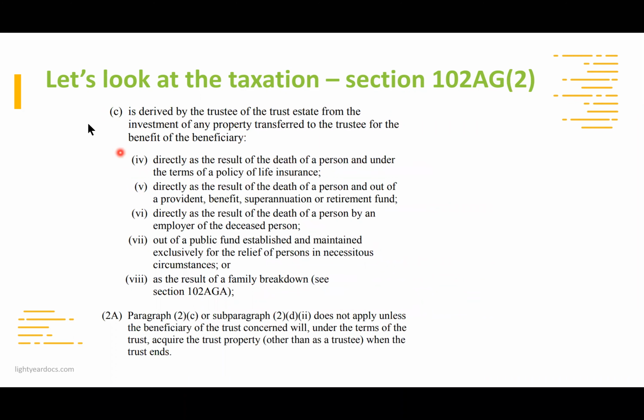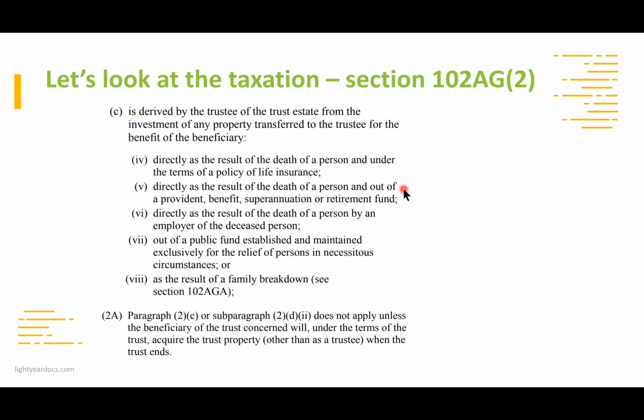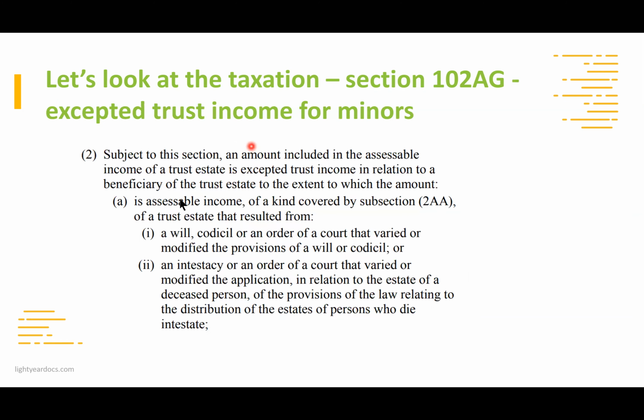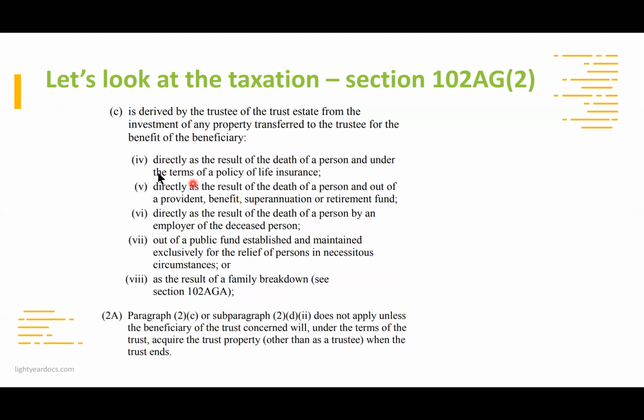Now, a couple of other ones, subsection C. So obviously 2AA doesn't apply to 2C. It only applies to 2A. So when I go down here, C, it's derived by the trustee of the trust estate from the investment of any property transferred to the trustee for the benefit of the beneficiary. So again, same sort of deal. But remember, if we go back to A, it says it's actually derived from a will, codicil or order of the court. Here, we don't have that issue because it basically says it's directly as a result of the death of a person and under the terms of a policy of life insurance.